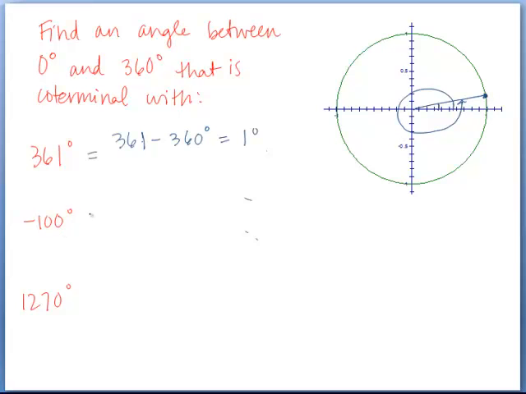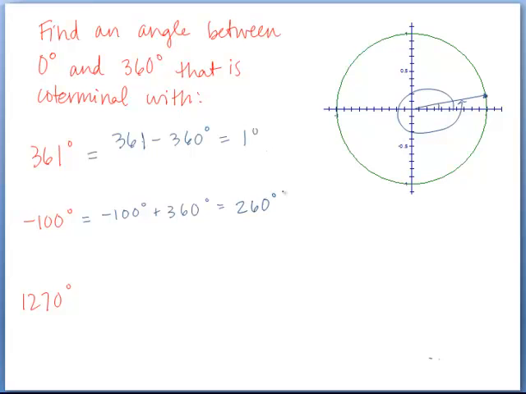Okay, what about negative 100 degrees? If we want that to be between 0 and 360, what we need to do in this case is take negative 100 degrees and add 360 to that. If we add 360 to negative 100 degrees, we get 260 degrees.